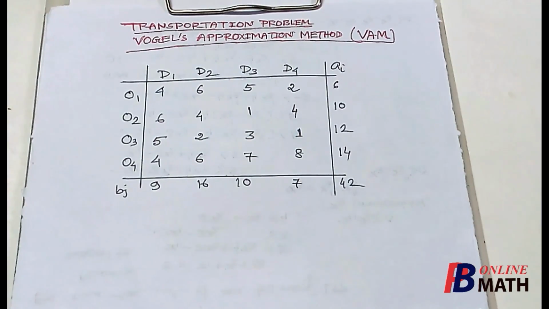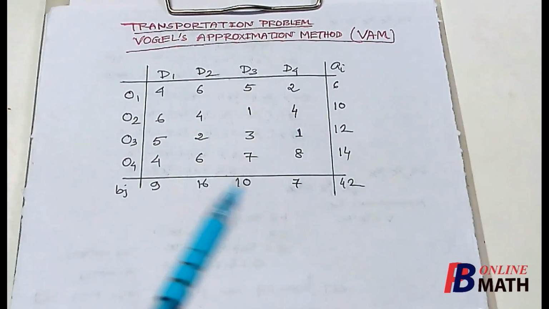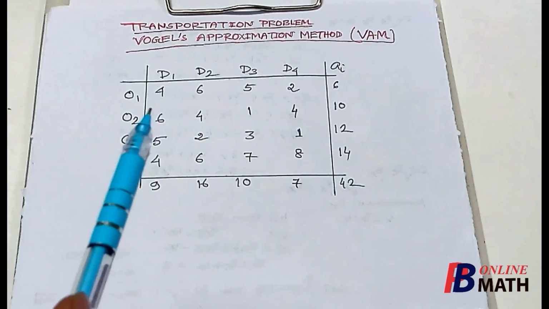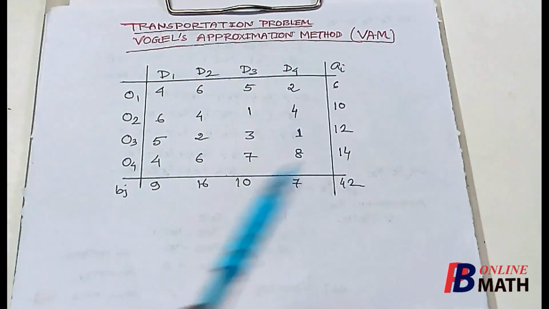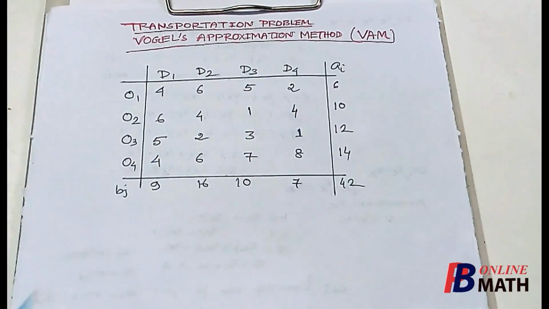So to find the initial basic feasible solution of this transportation problem by using Vogel's approximation method, we first check that this problem is a balanced transportation problem because the sum of the capacities is equal to the sum of the demands. So there are 4 origins and 4 destinations. These are the capacities, these are the demands, and these are the corresponding cost values. So we shall find the initial basic feasible solution by using VAM. So let us start the solution.